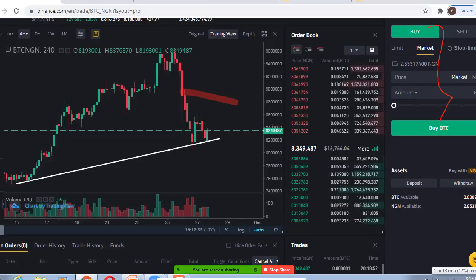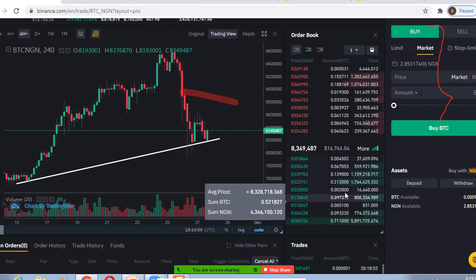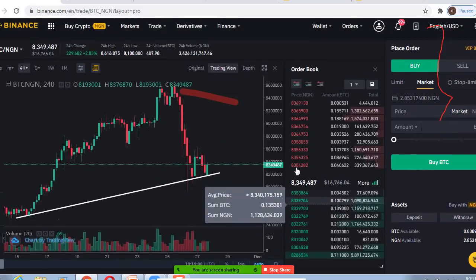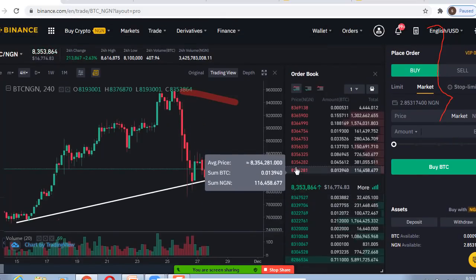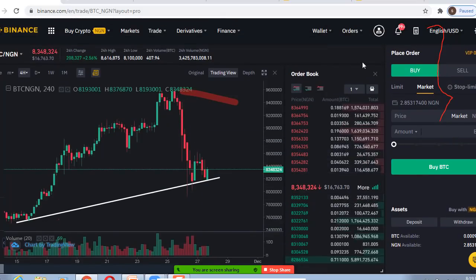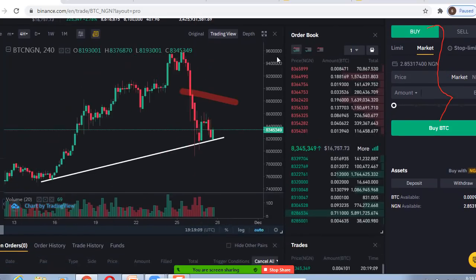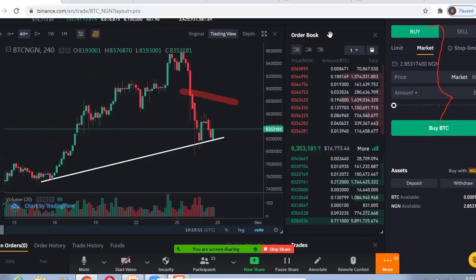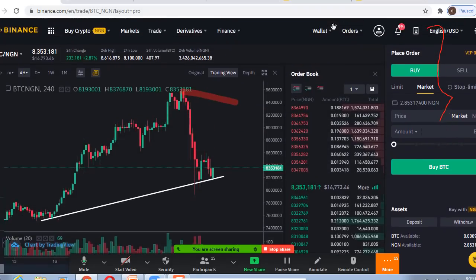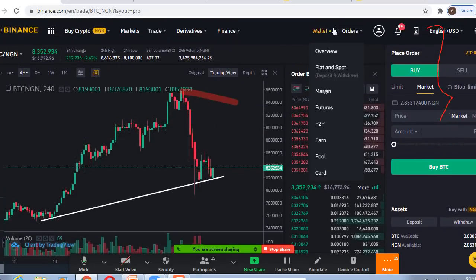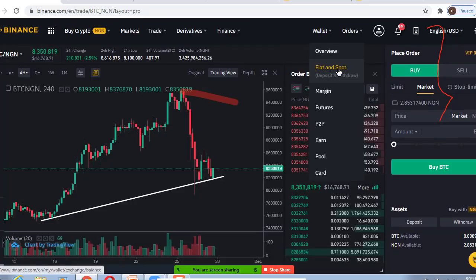So I'm on the application now. I'm seeing something like spot or margin. Can you please explain that? Okay, spot trading, that you can see here, is just like when you buy something from the market and you allow it to appreciate. That spot that you can see here, you see fiat and spot.